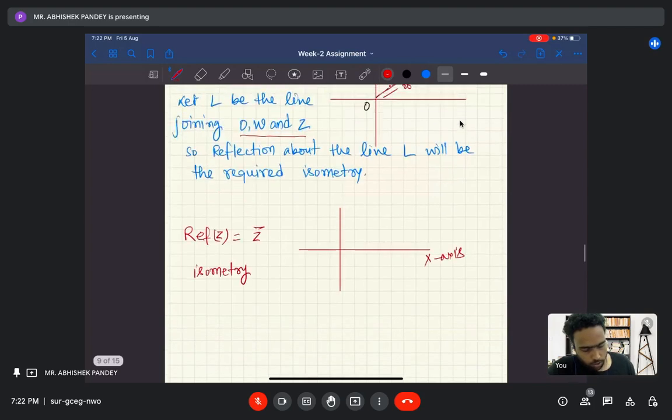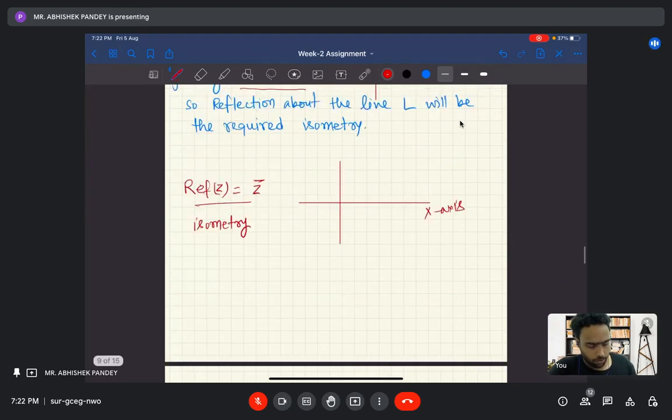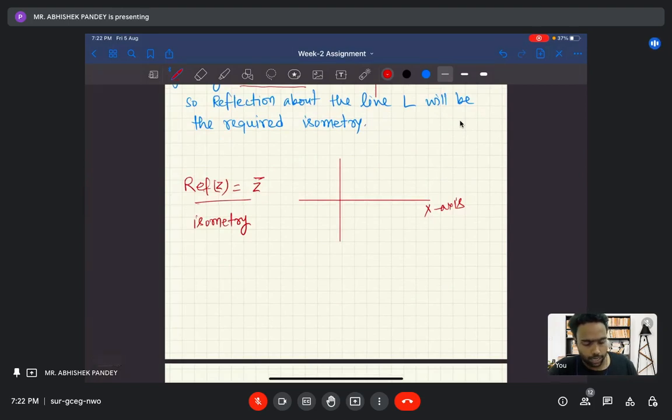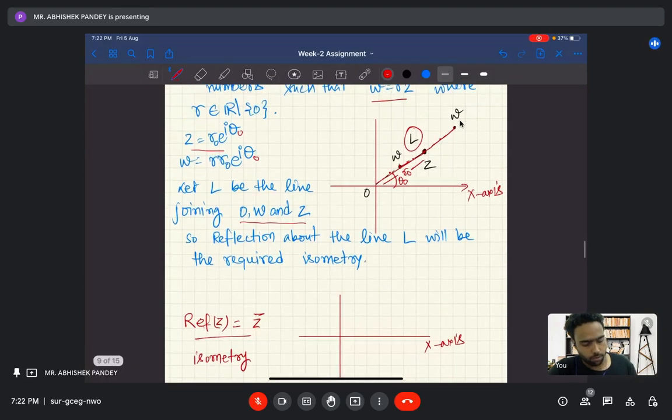So what you need to do, suppose the line is at angle theta naught, just rotate this line to the x-axis. So this will be on the x-axis, you will apply the rotation map. And then you will apply the Z bar, because f of Z equals Z bar is the reflection about the x-axis. So this reflection about the line L will be the required isometry, and it will obviously fix 0, Z naught and W naught.